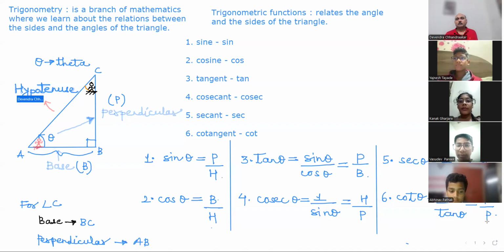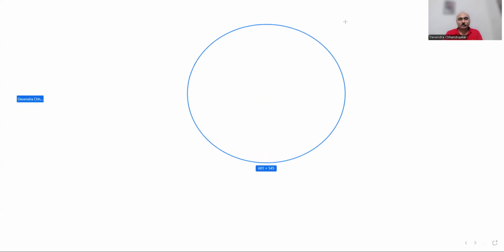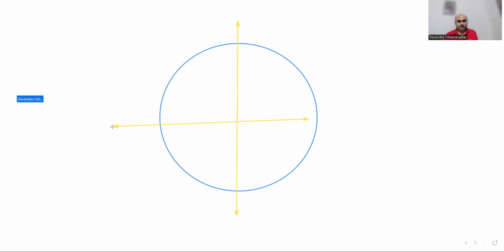Chalo. So now comes the next part. Once you are aware about the trigonometric functions, let's discuss the quadrants of a circle. So this is the quadrant which we are looking for. So what are quadrants? When we divide a circle into four equal parts, we get a quadrant. Each part of this circle is called a quadrant.